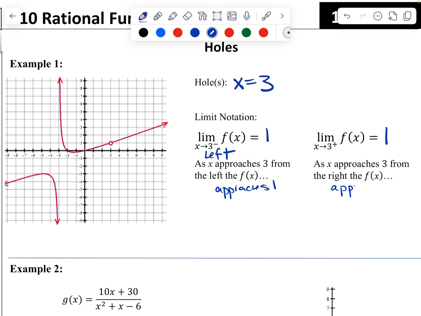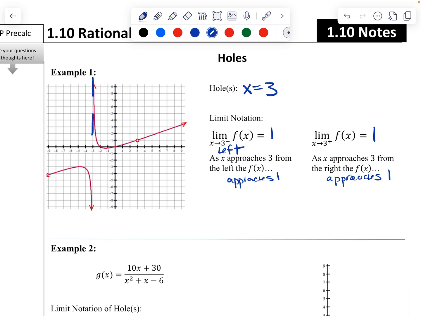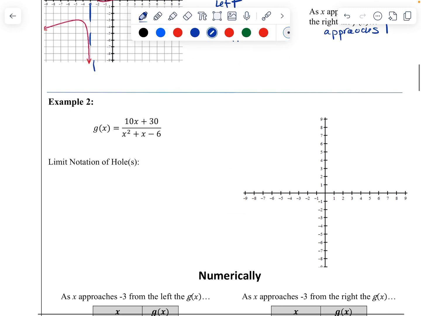And it's the same thing for here. It approaches 1. So you'll notice this is different than our vertical asymptote. So for example, our vertical asymptote right here, if we were to say the limit of f of x as x goes to negative 3 from the left-hand side, on the left-hand side it's going to negative infinity, and our limit of f of x as x goes to negative 3 from the right-hand side is positive infinity. So you'll see how that hole is different. It's going towards a value.